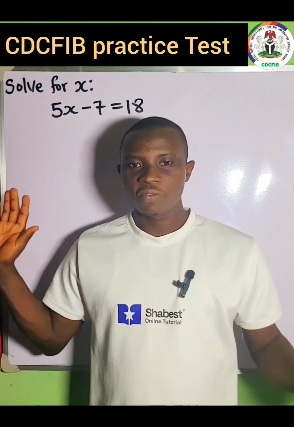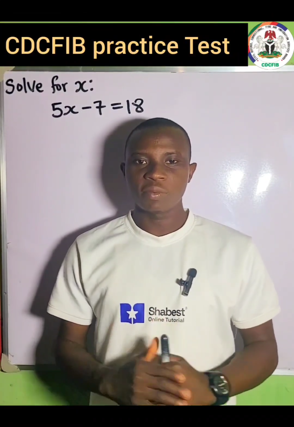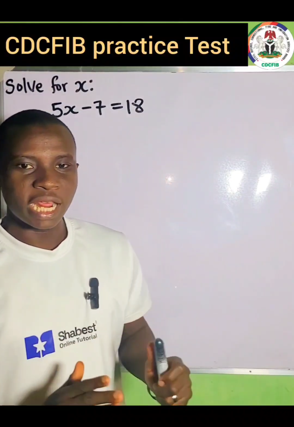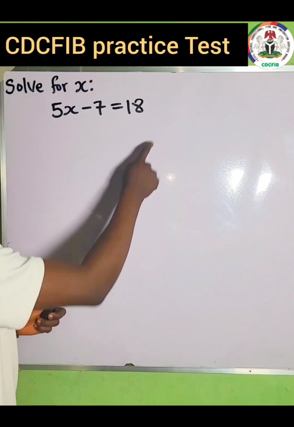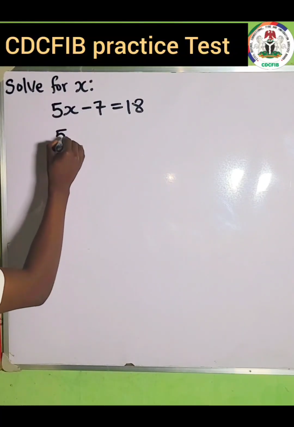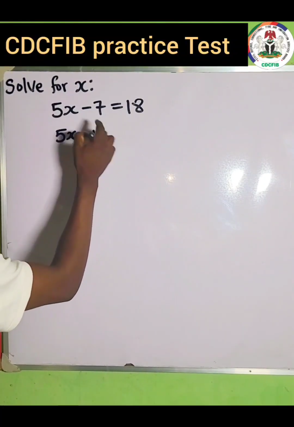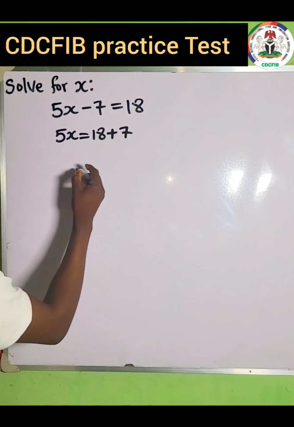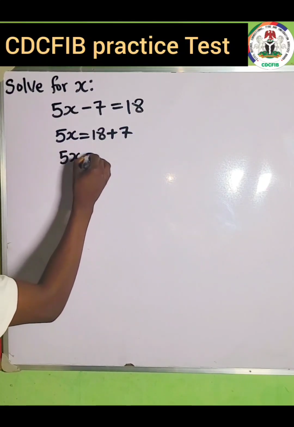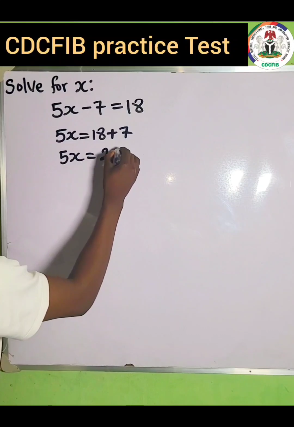We are asked to solve for the value of x given 5x minus 7 is equal to 18. So this is a linear equation. What we're going to do is to first take this constant to the right hand side of this equation. So we're going to have 5x equal to 18, and when this negative crosses to the right hand side it becomes positive 7. So this is going to be 5x equal to 18 plus 7, which gives us 25.